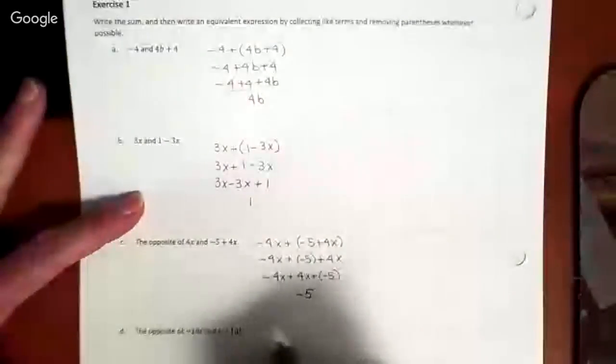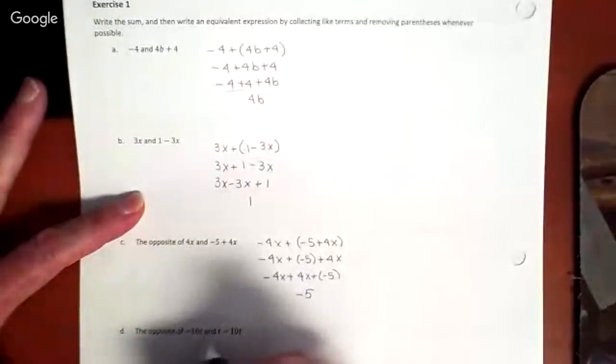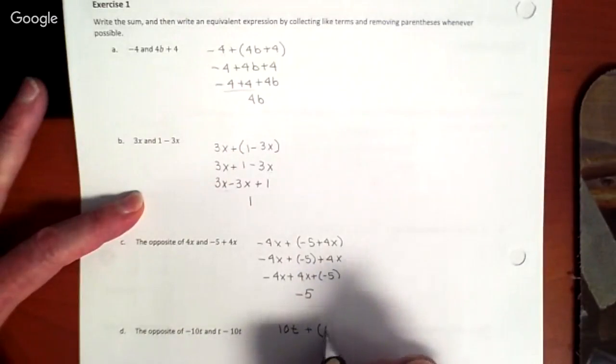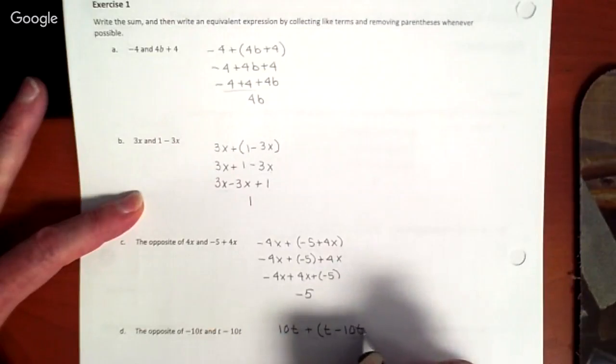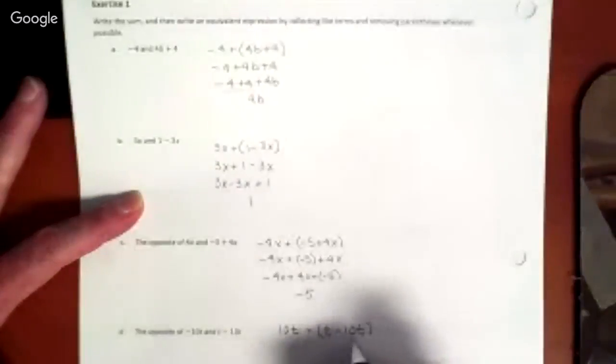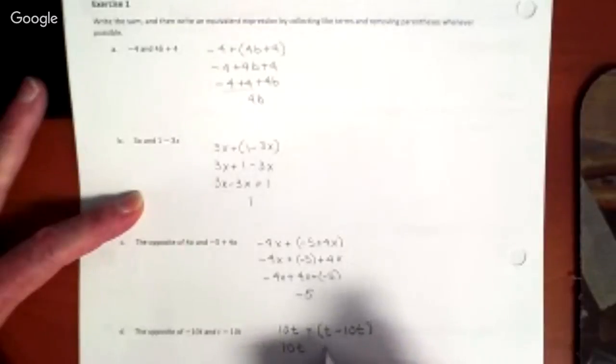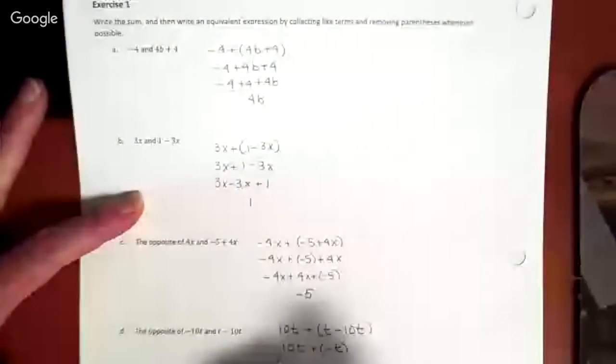Here I have the opposite of negative 10t, which is 10t, plus t minus 10t. Well, here, if I have t and I subtract 10t, then I am left with negative t, so plus negative t, which will give me 9t.